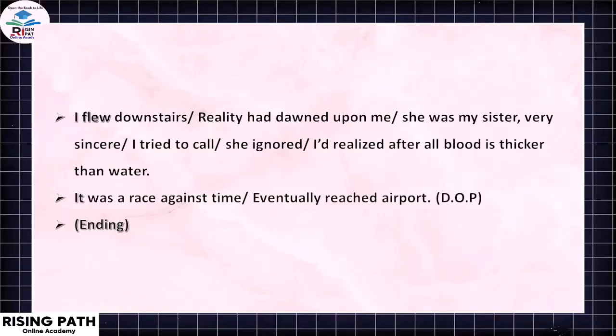Then you are going to elaborate it, with a description of the place, and then eventually you have to create the situation when you had finally reached there. So the ending could be that finally I had won the race against time.